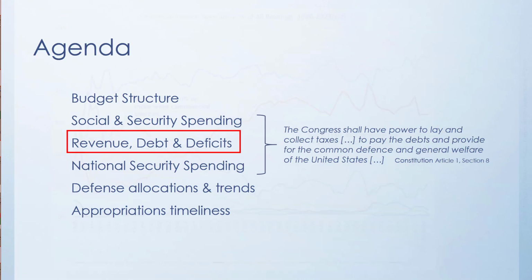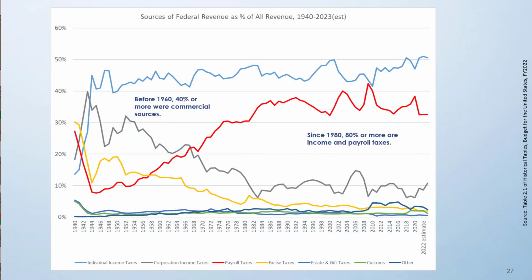So where does the money come from that our national government spends? Well, for about the last 40 years, 80% of the revenue that's come into the federal government, you can read on your pay stub. It's your income tax that's withheld and your payroll taxes. The remaining 20% is mostly commercial activity. Corporate income taxes, excise taxes, customs and tariffs, those kinds of things, plus some estate and gift taxes.